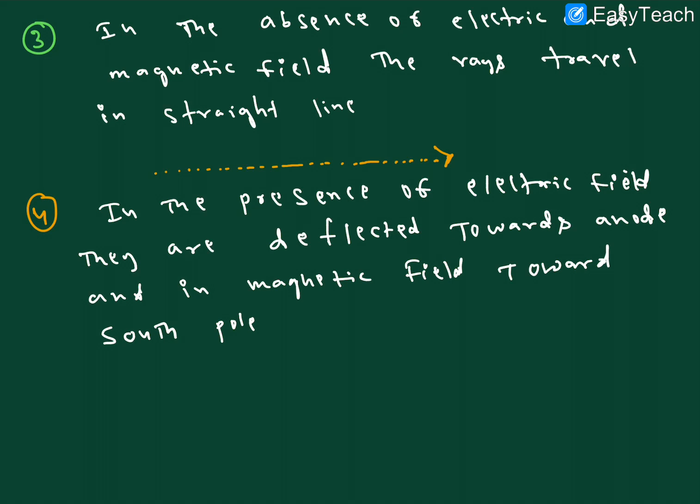South pole. Okay. In the presence of an electric field, the rays are deflected towards the anode, right? And in the presence of a magnetic field, they are deflected towards the south pole, right? I hope it is clear. This point we will discuss very clearly: the charge to mass ratio of the electron. At that time, we will get a clear idea about how it is deflecting, right?